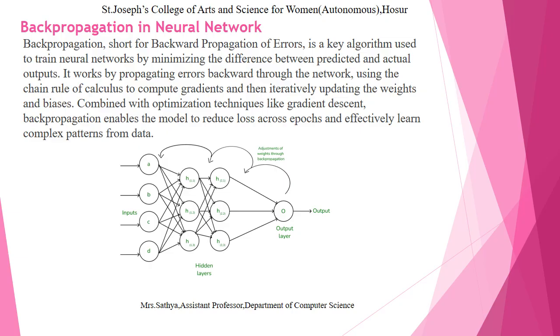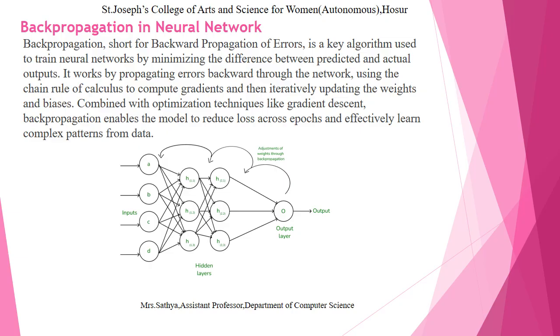Back propagation neural network: the back propagation of errors is a key algorithm used to train neural networks by minimizing the difference between predicted and actual outputs. Predicted output minus actual output gives us the error. How do we get that error, and how do we reduce it? That's why we use the back propagation algorithm. It works by propagating errors backward through the network, using the chain rule of calculus to compute gradients, and iteratively updating the weights and biases.